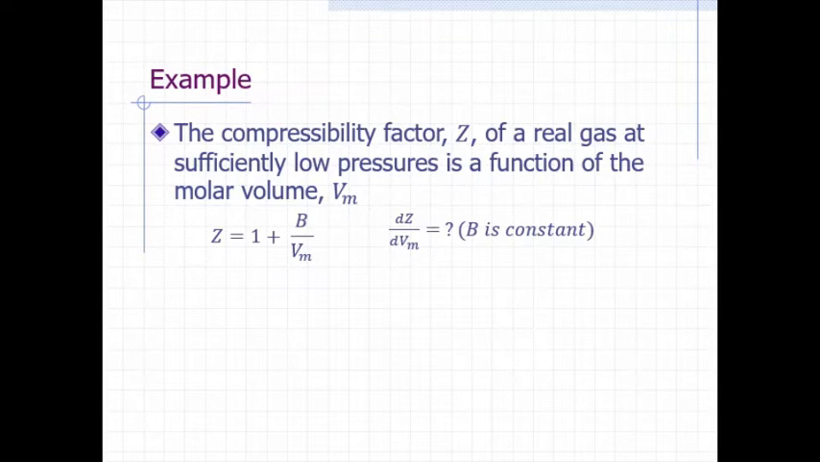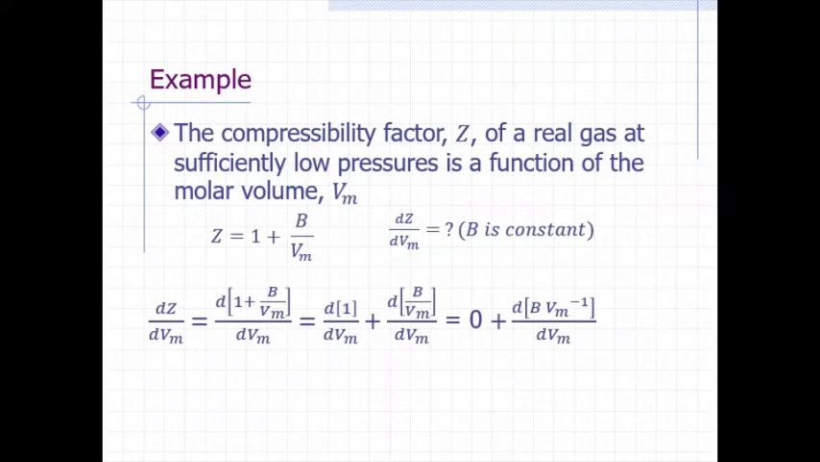First of all, we can see that Z is a sum. The derivative of a sum is equal to the sum of the derivatives. So we can write the derivative of Z as the derivative of 1 plus the derivative of B over V sub m. The derivative of a constant is 0, so the derivative of 1 is 0. Here, our x is V sub m, which is in the denominator. None of the simple functions for which we know the derivative has x in the denominator.